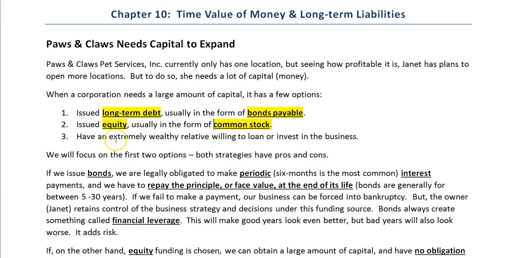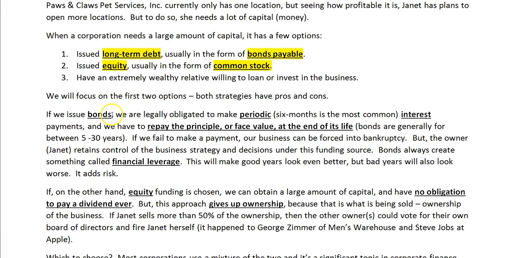Third option I just put in there, we can have an extremely wealthy relative loan us money to invest in the business. But for the most part, we're just going to focus on these top two, long-term debt or equity.